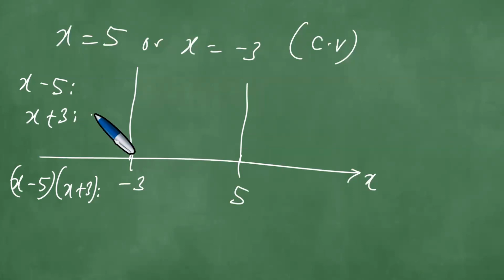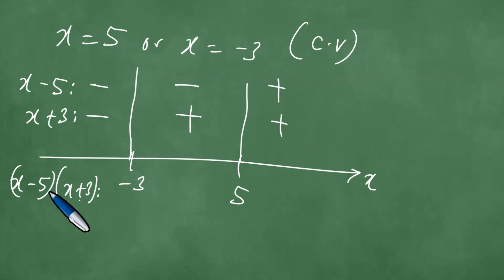What is minus 10 minus 5? It's minus 15, negative. Minus 10 plus 3 is minus 7, negative. Between minus 3 and 5 is 0. 0 minus 5, it's minus. 0 plus 3, it's a plus. Bigger than 5, it's 10. 10 minus 5 is a plus. 10 plus 3 is 13, plus.